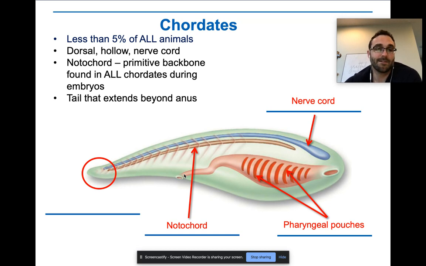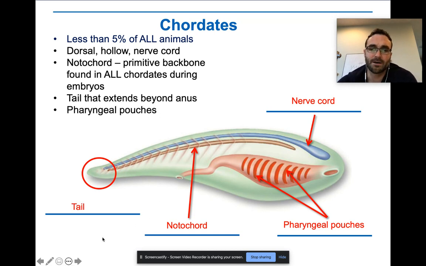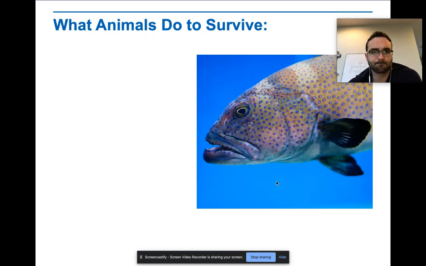All right, a tail that extends behind the anus. Wait a second? Do I have a tailbone? Well, if you've ever fallen off a skateboard or fallen on your bum and broken your tailbone, you definitely know that we all have tailbones. And then the pharyngeal pouches are something in regards to your pharynx, GI tract, and respiratory tract.